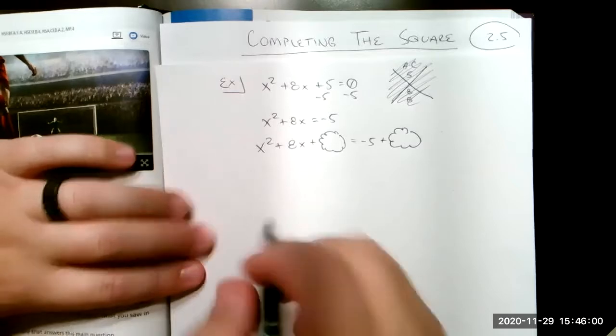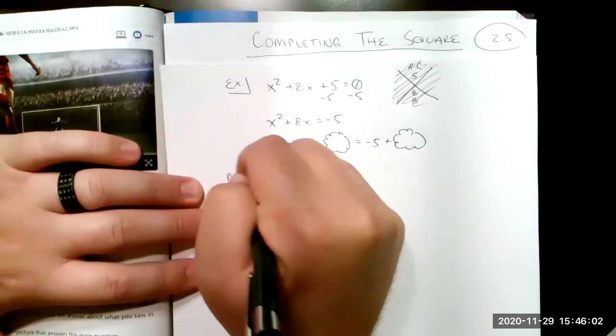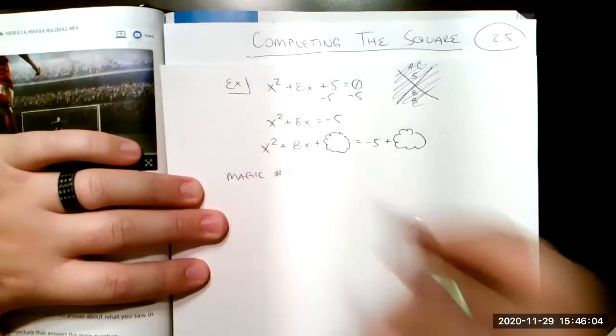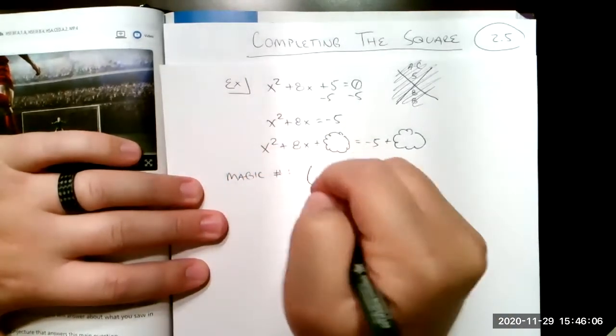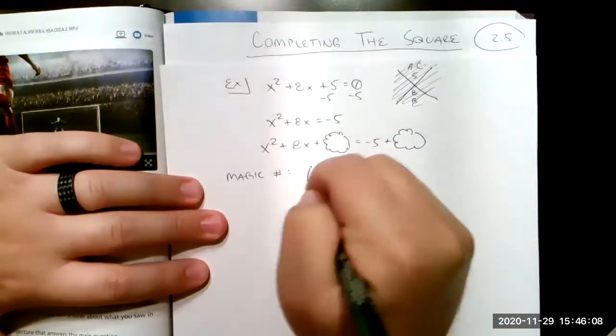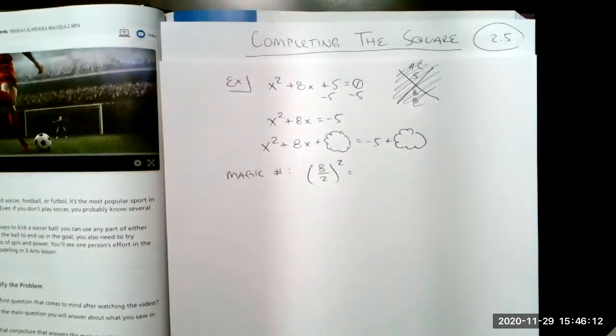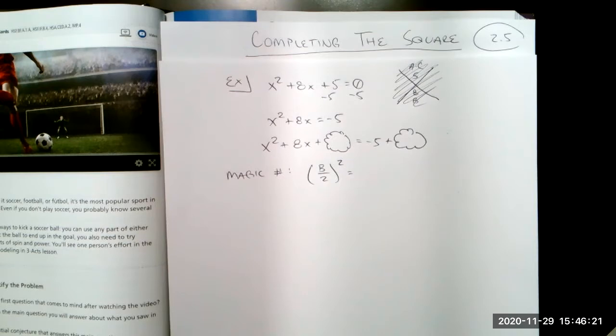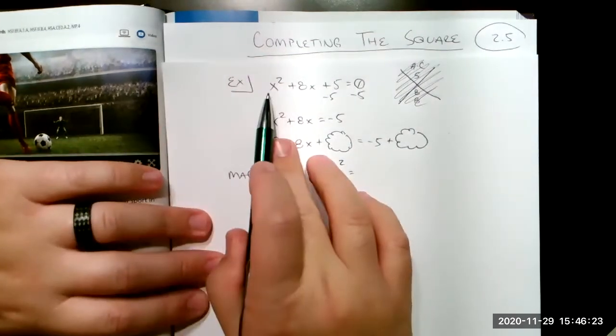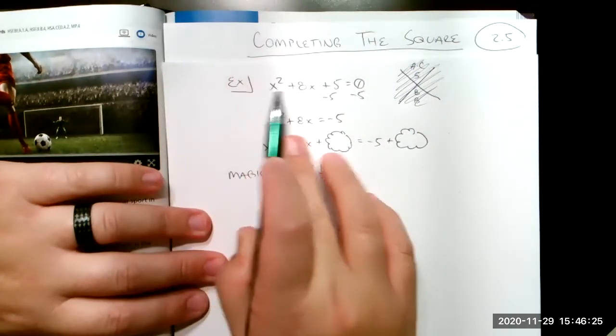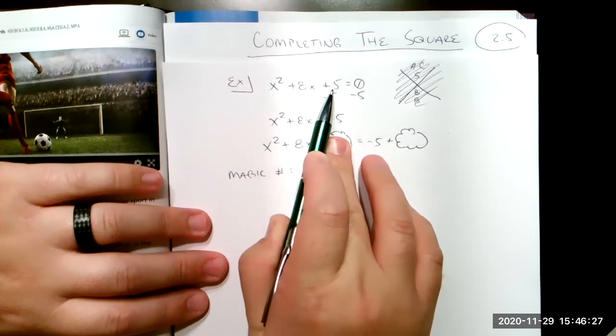So this magic number that I'm talking about, the way to calculate it is your b value divided by 2, squared. Again, this builds off of last week, so hopefully you were strong with last week's material. You looked through it, you learned it, you were successful at it. So in this case, a is 1, b is 8, c is 5.